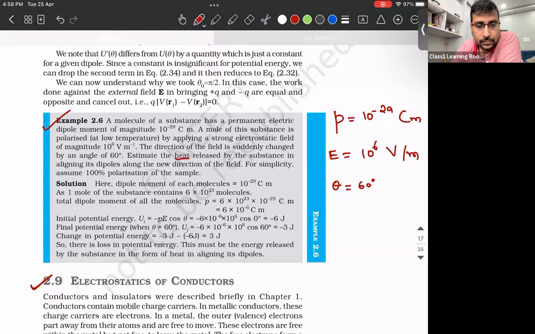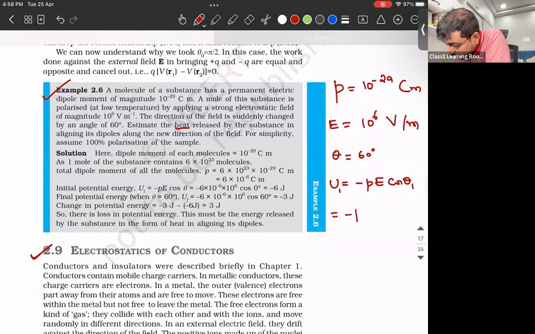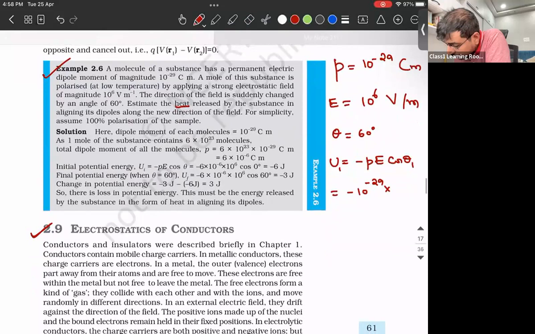Right? So initially, the value of E is 10 power 6 into cos theta 1. The initial value of theta 1 would be 0, right? So cos theta 1 is going to be equal to how much? Cos 0 degrees.